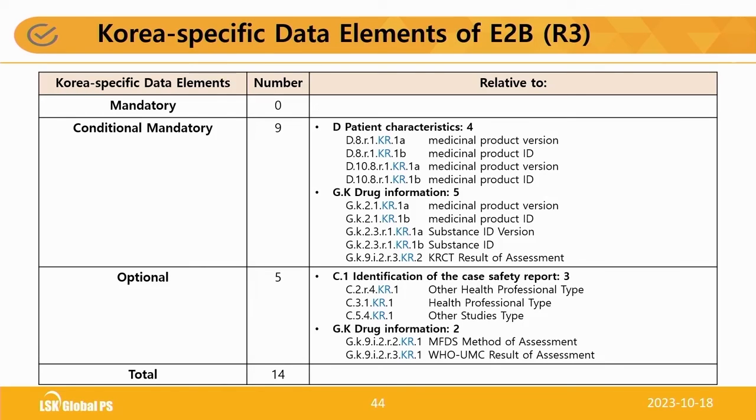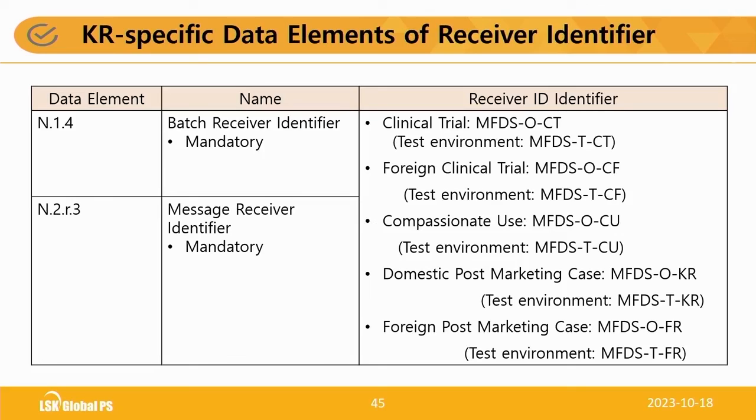So Korea-specific data elements for E2B R3 amount to 14 elements. There are 0 under mandatory, 9 under conditional mandatory, and 5 optional. So we have a total of 14 Korea-specific data elements. I will go into a little more detail later on. In terms of the N is, I said it's a batch wrapper.